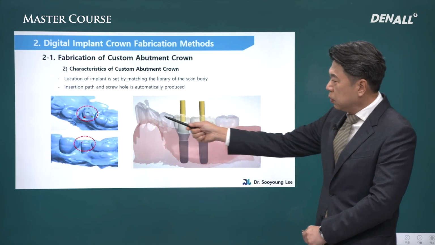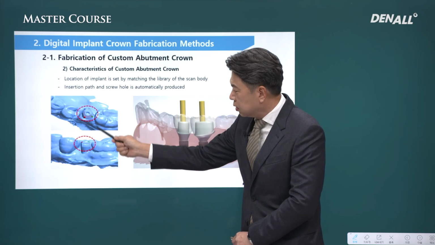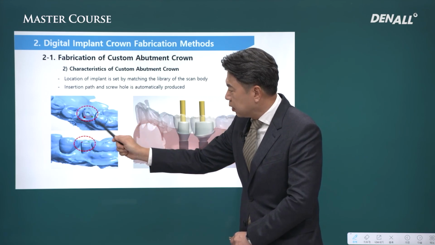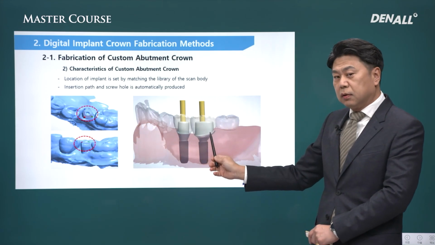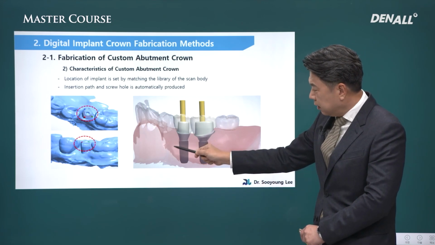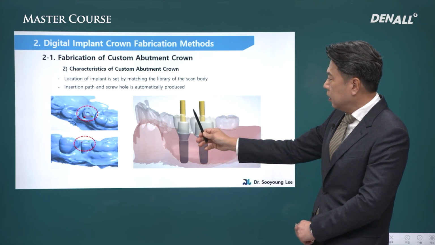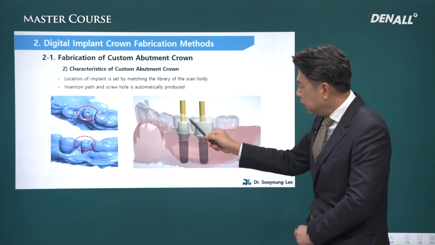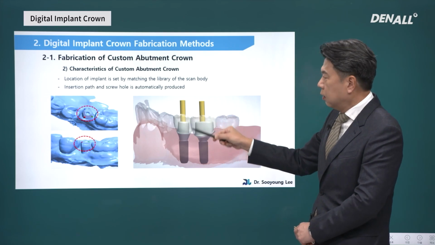As I said before, the scan body impression is taken, and if points are marked, the merge process begins. Implant positions and directions are determined. After that, abutments and crowns can be designed.